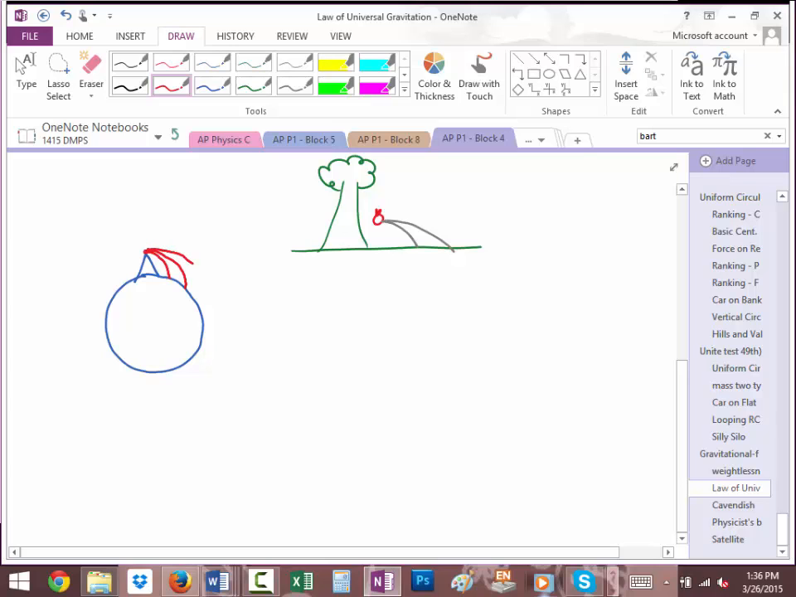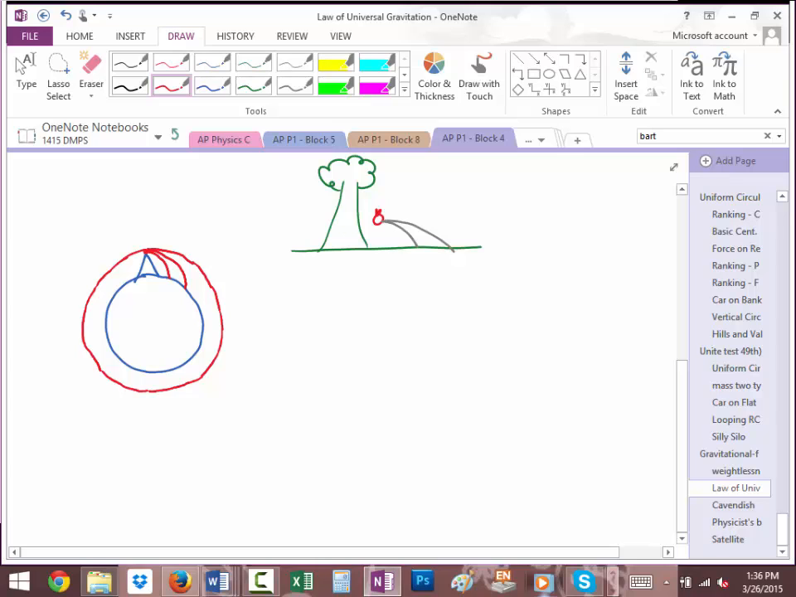Eventually when I throw it harder, it's going to keep falling. But as it's falling, what's happening to the Earth? The Earth's curving away from it. Stupid Earth, always getting in the way, right? So it's just going to keep falling and keep falling. It keeps accelerating towards the Earth. The Earth is just out of the way, and he better have a little helmet on. Otherwise that apple's going to hit him in the back of the head, right?